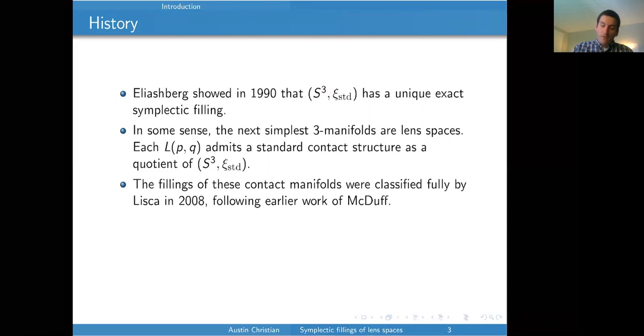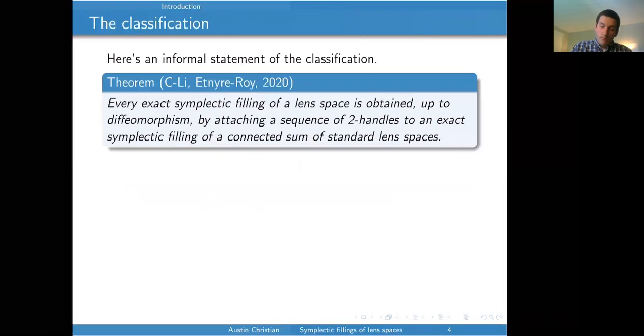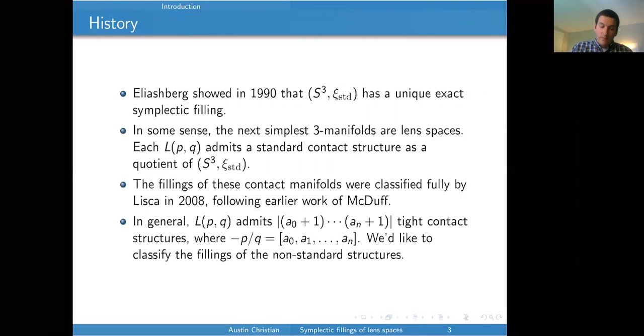Okay, so the standard contact structures, we will call them, were classified by Lisca in 2008. But in general, there are lots of tight contact structures on a lens space. The number is precisely known. It's given by this product where these coefficients a0 through an are determined by a continued fraction expansion. So for most lens spaces, there are a lot more than just the standard contact structures, and we'd like to classify the fillings of those non-standard structures.